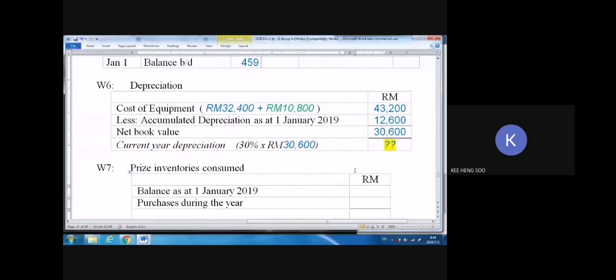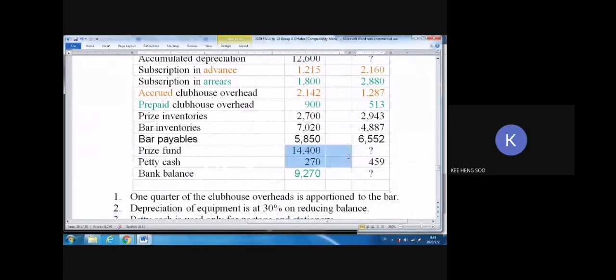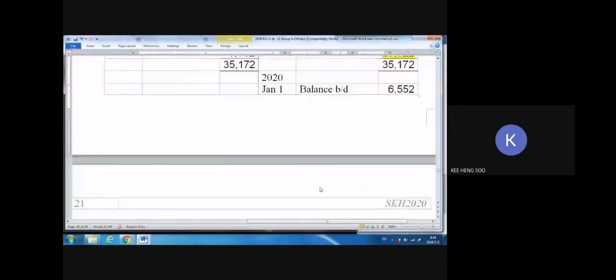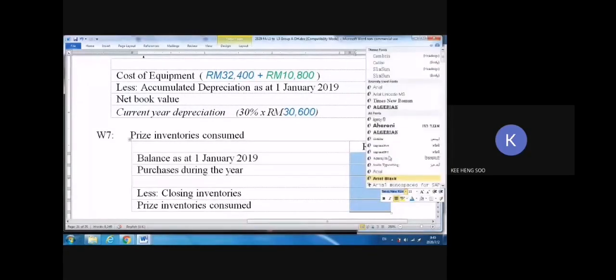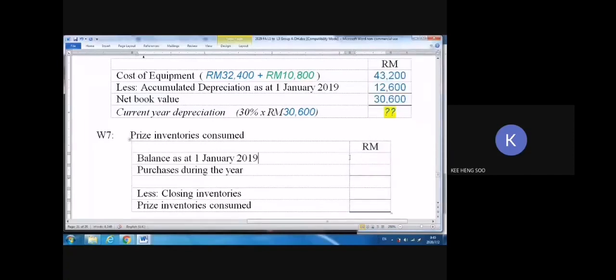Working 7, price fund. Price fund is here, 14,400. Fund means it's the accumulated fund before your liability. Price fund means somebody donates money. I donate money to this club. This money is for you to buy prizes. So that's why we call it price fund. So 400 is here.